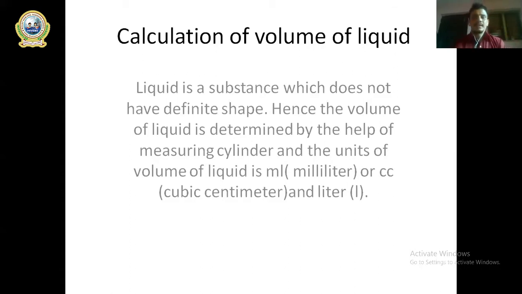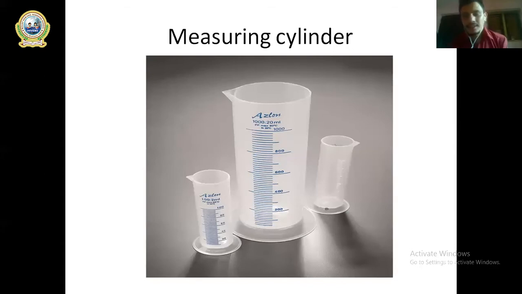The units involved in the measurement of the volume of liquid are milliliter, you can see there, or cc, that is called cubic centimeter, and finally liter, L stands for liter. So these are the units related to the volume of liquid. I have already shown you the picture of the measuring cylinder. So this is called a measuring cylinder. With the help of this device, we can calculate the volume of liquid.